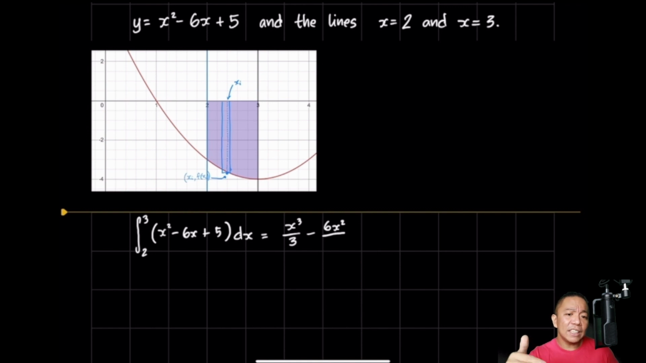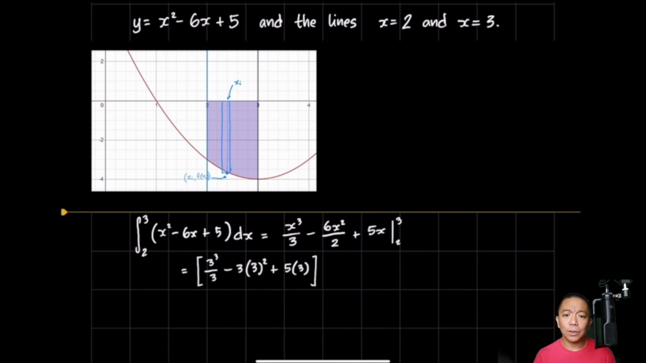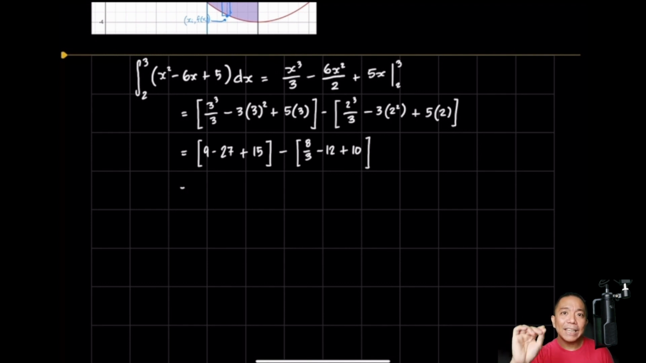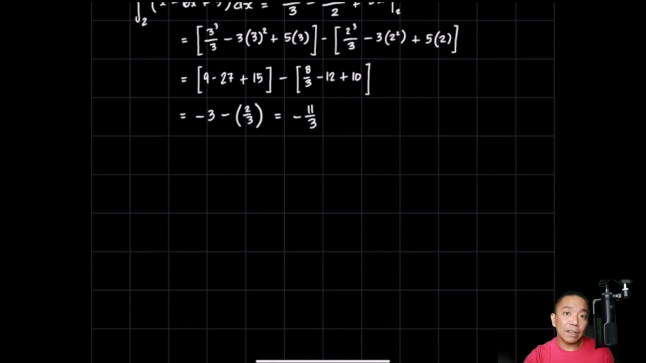So it's a definite integral from 2 to 3 of x squared minus 6x plus 5 and apply the fundamental theorem of calculus, mag-FTC2 tayo and evaluate it using FTC. Wag na nating isa-isahin yung bawat term and let's just wait for the final result. But remember, ina-expect natin na negative value to. And this is actually negative 11 over 3.